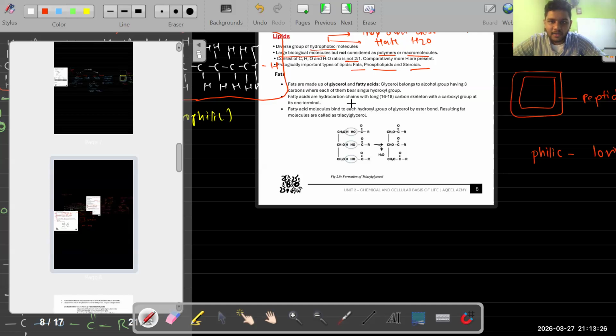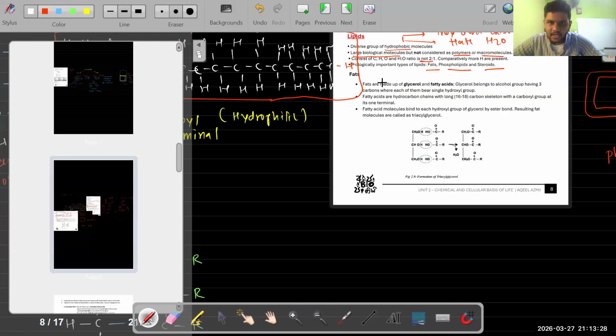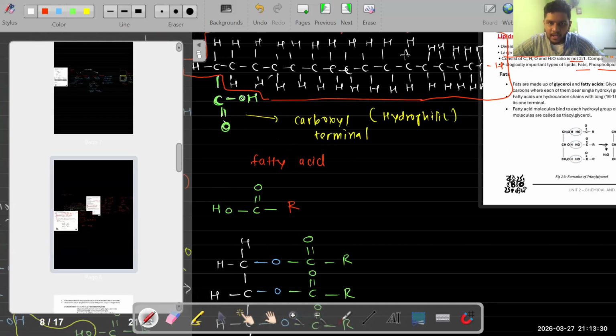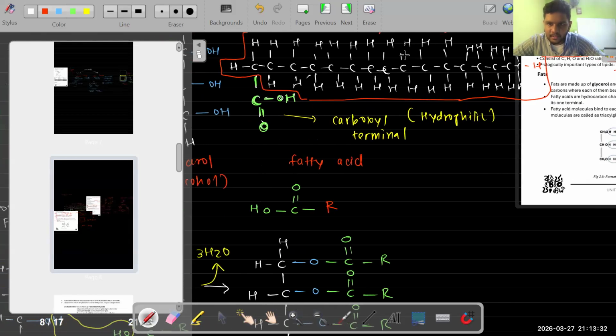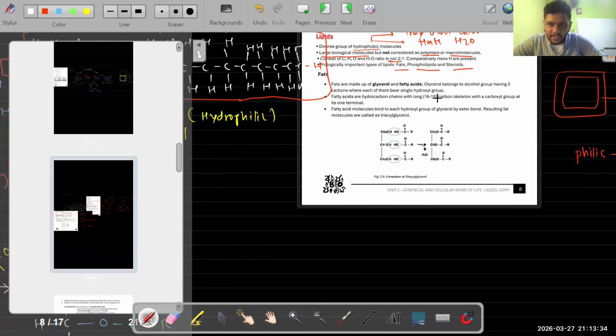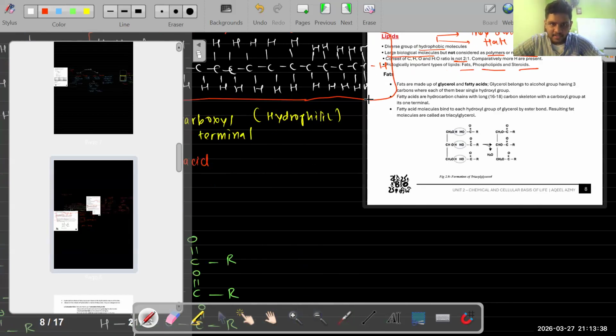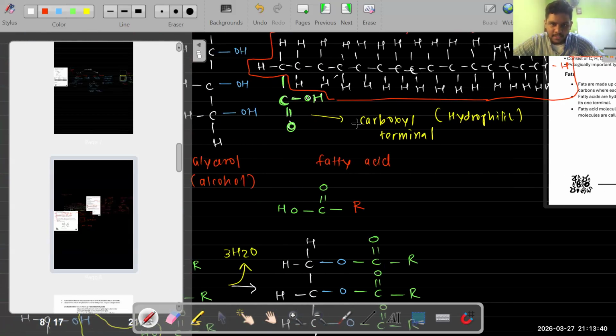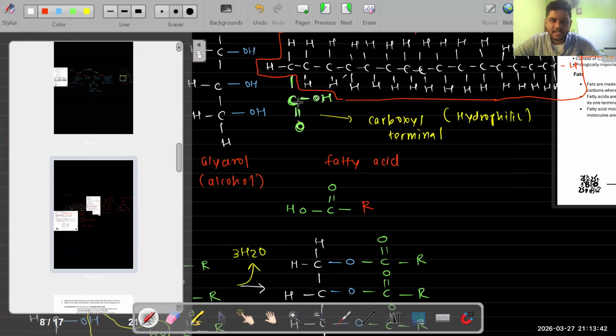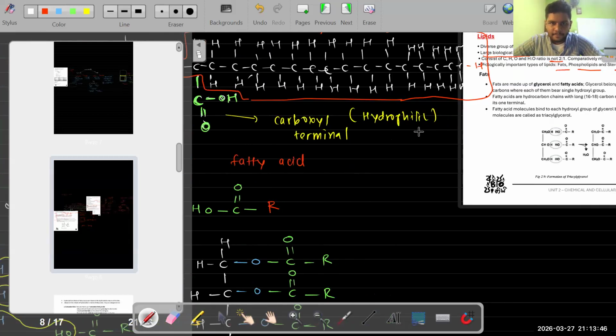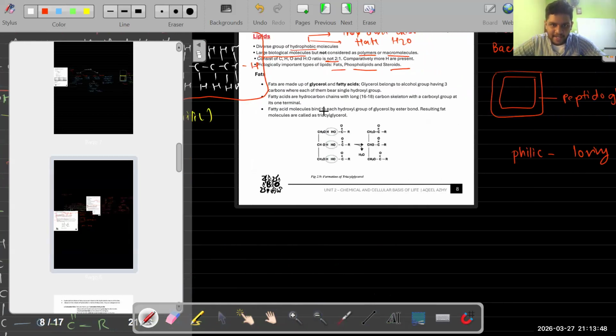Fatty acids are hydrocarbon chains. So here, this red color one is called the hydrocarbon chain, right? Which has a long 16 to 18 carbon skeleton with a carboxyl group at its one terminal. This green color is the one called the carboxyl terminal. Carboxyl means C double bond OH, right? Fatty acid molecules bind to each hydroxyl group by ester bond, resulting in fat molecules called triacylglycerol.